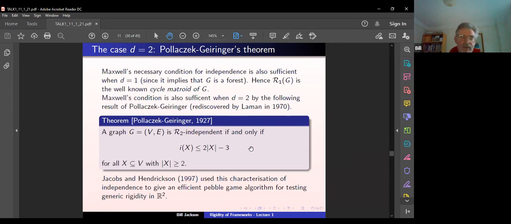Because this is a condition which works for all subsets of vertices, it's not immediately obvious that it will give us an efficient algorithm for testing independence or rigidity, but actually it does. Jacobs and Hendrickson in 1997 used this condition to give an efficient pebble game algorithm for testing whether a graph is generically rigid in 2-space.